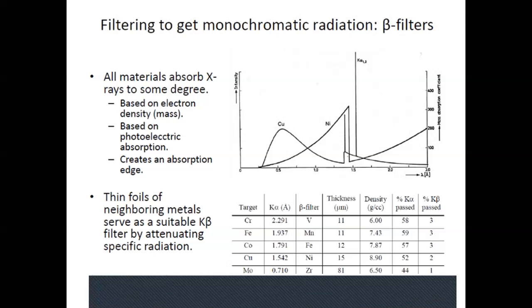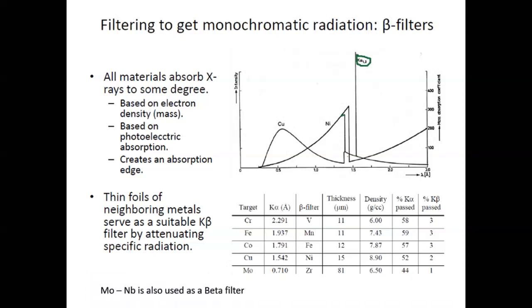And so beta filters can be a variety of different metals. It depends on what type of anode target you're using to produce your X-rays. For example, here, if you notice, we have K alpha 1 and 2 shown here, and down here, this is the K beta.